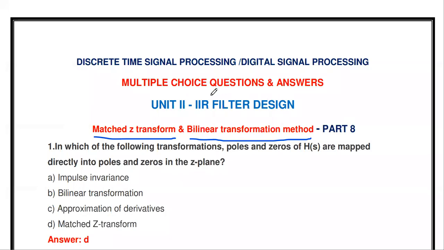Welcome to my channel. Today we are going to discuss objective type questions and answers from the topic matched Z transform and bilinear transformation method. These two methods are used to design the IIR digital filter. Already we discussed in the previous video two methods to convert the analog IIR filter into a digital filter: one is approximation of derivative and another one is the impulse invariant method. So these are the other two methods to design the IIR digital filter.